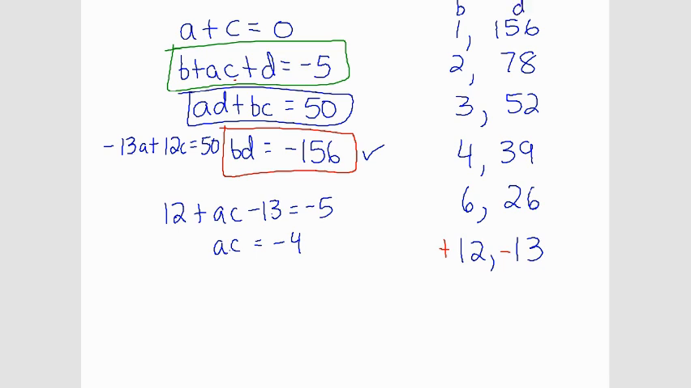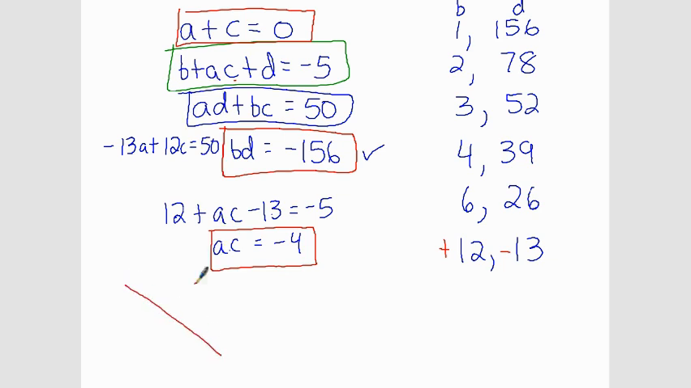Okay. Well, I mean, this could work, but let's really quickly focus on this. I have a product here and a sum here. That looks a lot like diamond math. So I'm going to set up a diamond math, negative 4 up top, the sum down in the bottom, and that is actually negative 2 and positive 2. So I have potential values for A is equal to negative 2 and C is equal to positive 2. Or the other way around, we don't know.